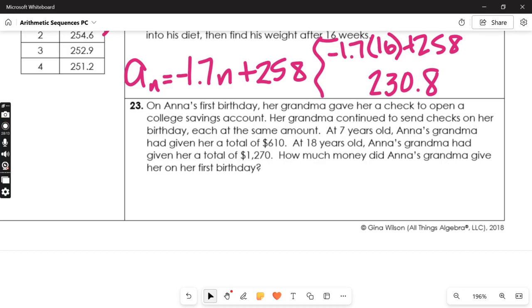Last one. On Anna's first birthday, her grandma gave her a check to open a college savings account. Her grandma continued to send her checks on her birthday, each at the same amount. At 7 years old, Anna's grandmother had given her a total of $610. At 18 years old, Anna's grandma had given her a total of $1,270. How much money did Anna's grandma give her on her first birthday?